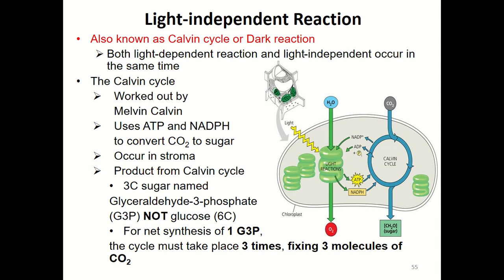Therefore, the product of the Calvin cycle is known as glyceraldehyde 3-phosphate. It is a 3-carbon sugar, not glucose, which is a 6-carbon sugar. So, for one molecule of glyceraldehyde 3-phosphate to be produced, the cycle must take place 3 times, fixing 3 molecules of carbon dioxide to produce 1 molecule of glyceraldehyde 3-phosphate or G3P.